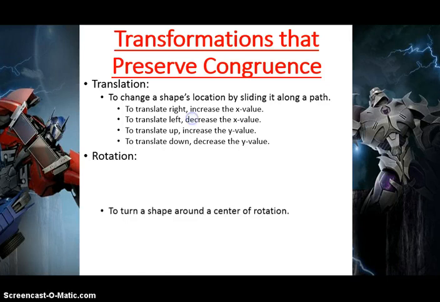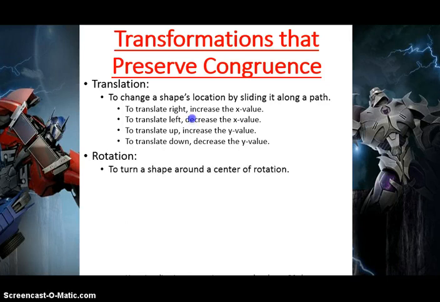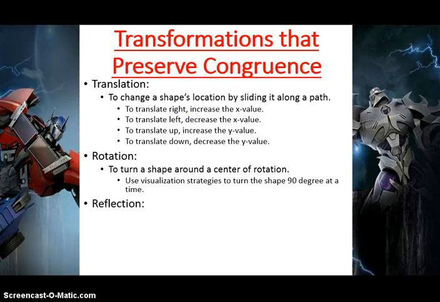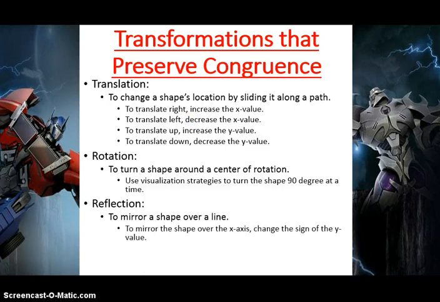We also learned to rotate a shape, which means to turn it around a center of rotation, and we learned to use visualization strategies to turn a shape 90 degrees at a time. Lastly, we learned to reflect an image, to mirror the image over a line. And that means that we can flip it over the x-axis or the y-axis, which changes the opposite sign.